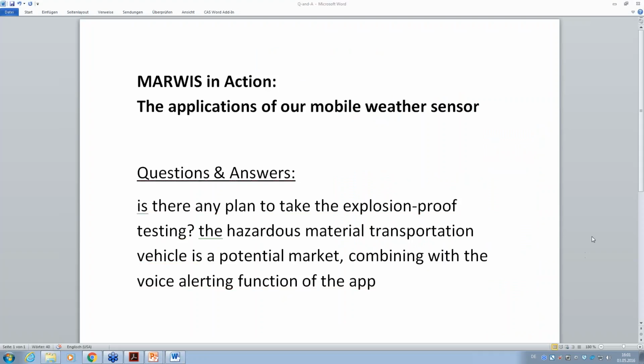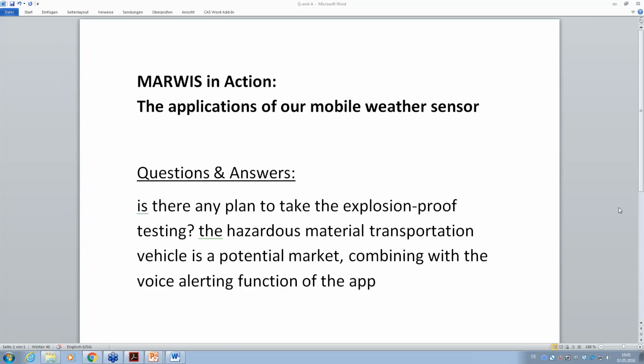Question 1: is there any plan to take the explosion-proof testing hazardous material transportation vehicle as a potential market, combining with the voice alerting function of the app? Right now there is no plan to do it. However, it is correct that that is an interesting approach.